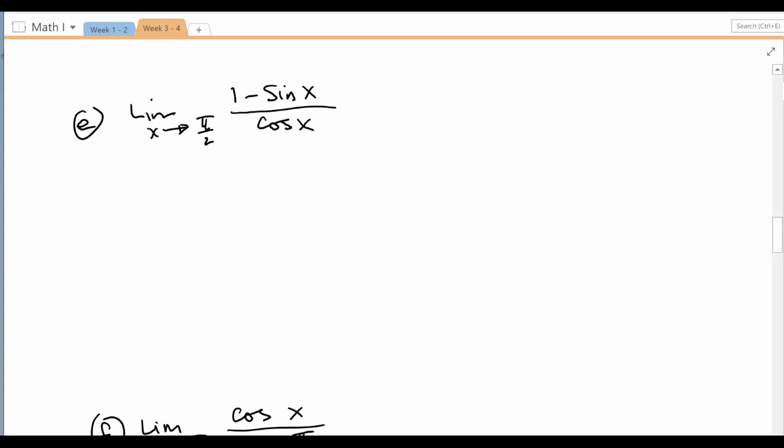What's the limit of 1 minus sine x over cos x as x approaching pi over 2? Again, if we do direct substitution, you have 1 minus sine pi over 2, sine 90 is 1, and cos 90 is 0. So in this case, you also get 0 over 0. So this is improper.